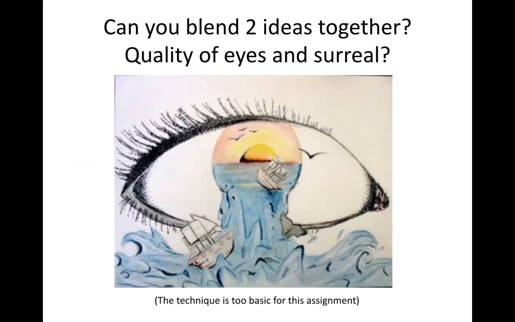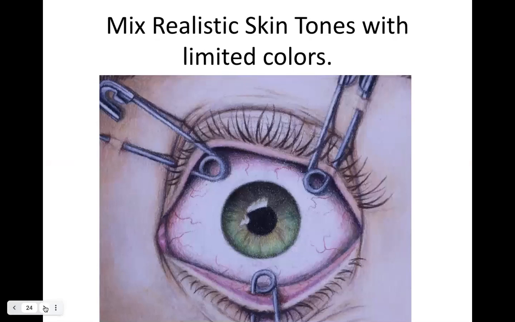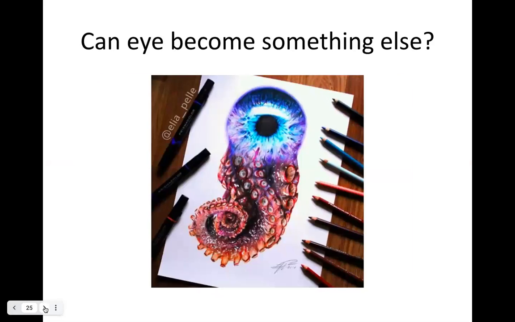So it's okay to merge two of those ideas, the metaphor, the surrealism, the quality of the eye. It's okay to merge these things together, but just make sure that you do it in a complex way. This is too simplistic for drawing two in imagery, right? It's too generic. We want to make sure we have better technique and better detail. And so we're going to mix for realistic skin tone. Your eye can become something else.